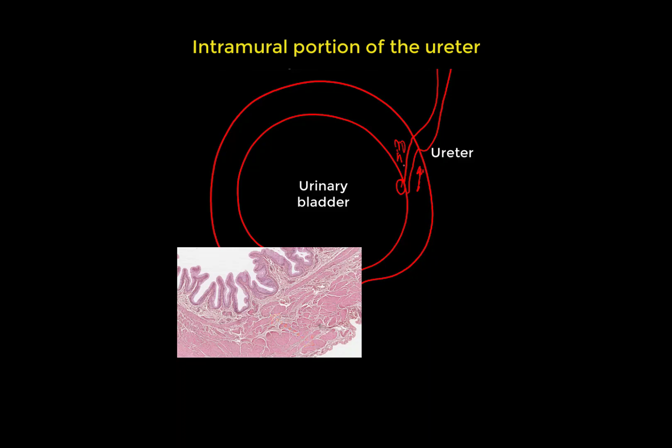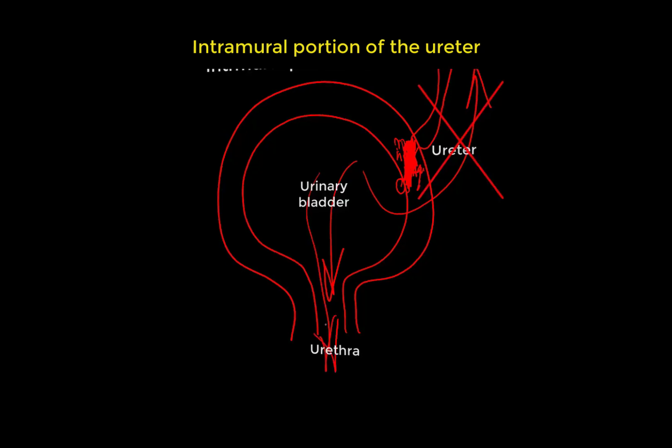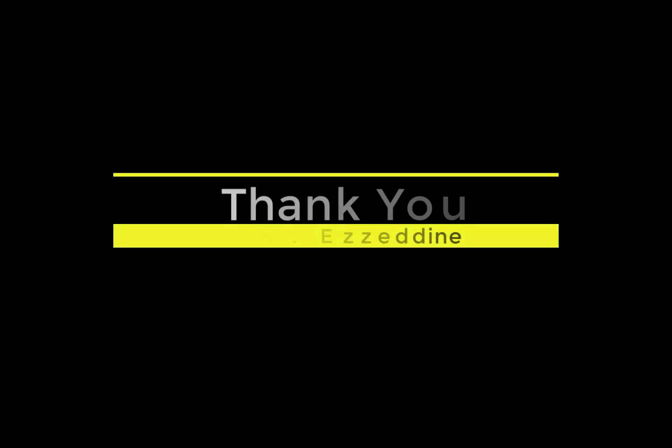This intramural course in fact has a functional importance, because when the urinary bladder contracts during urination, it will expel the urine through the urethra, but some of the urine will try to reflux back into the ureter. Because the ureter has an intramural portion, this reflux is prevented, because the urinary bladder squeezes the intramural portion as the wall of the bladder contracts.